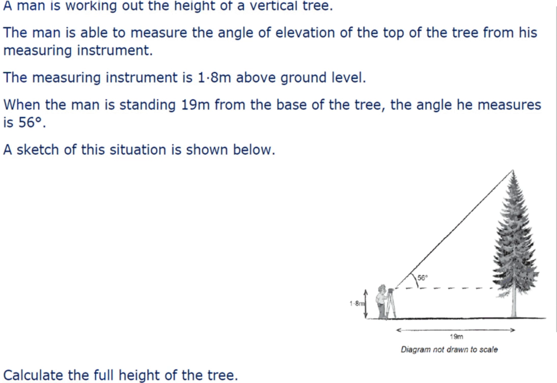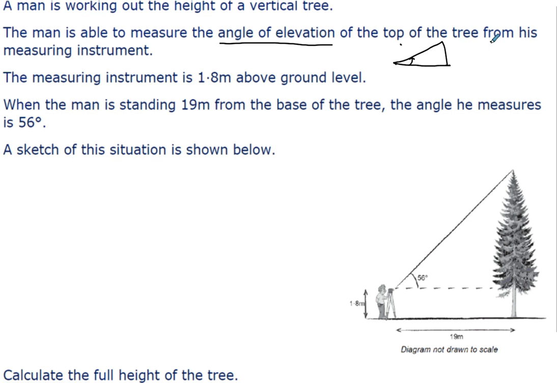Okay, a man is working out the height of a vertical tree. The man is able to measure the angle of elevation of the top of the tree. Let's just talk about the angle of elevation. The angle of elevation is always from the horizontal. So if you have a triangle like that, then your angle of elevation would be from the horizontal. Okay, so that's your angle of elevation.